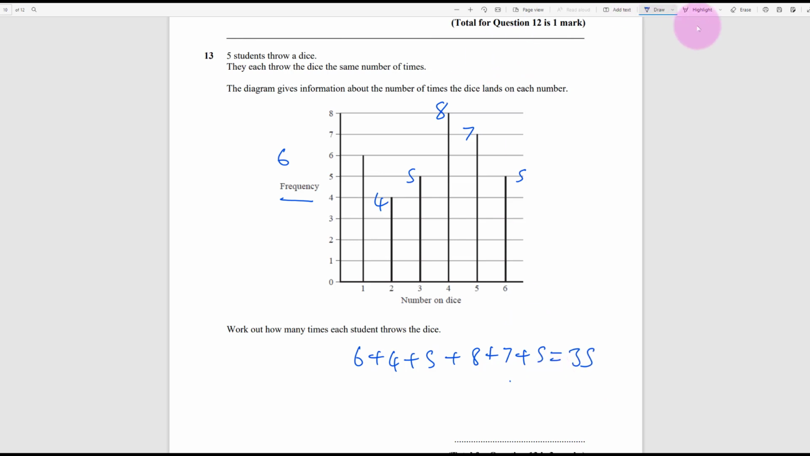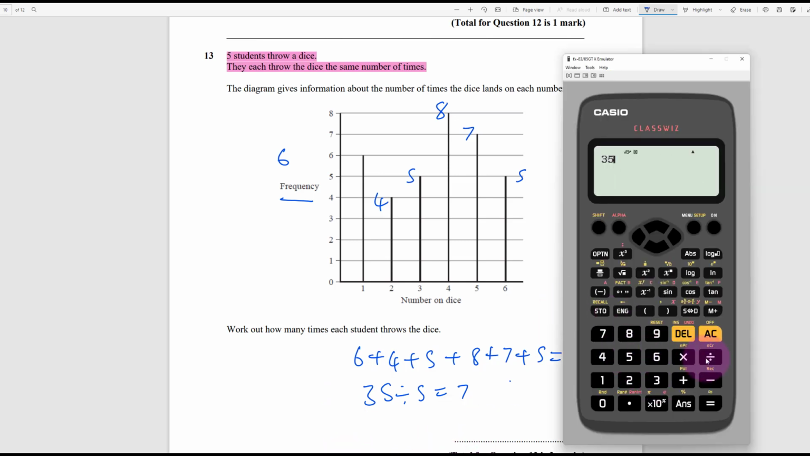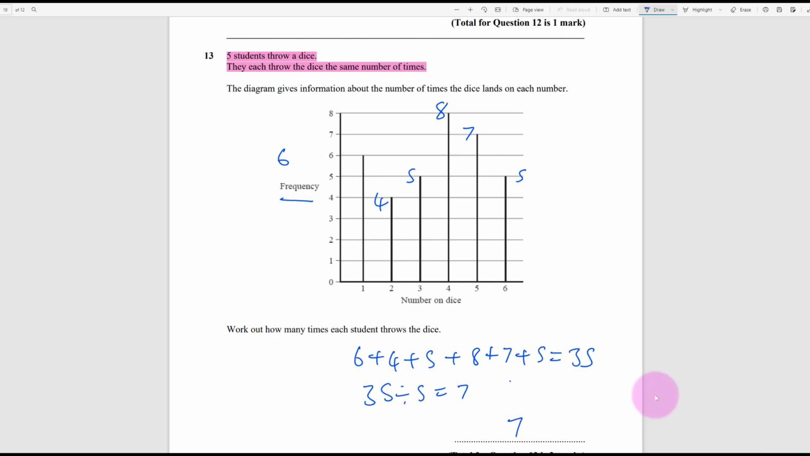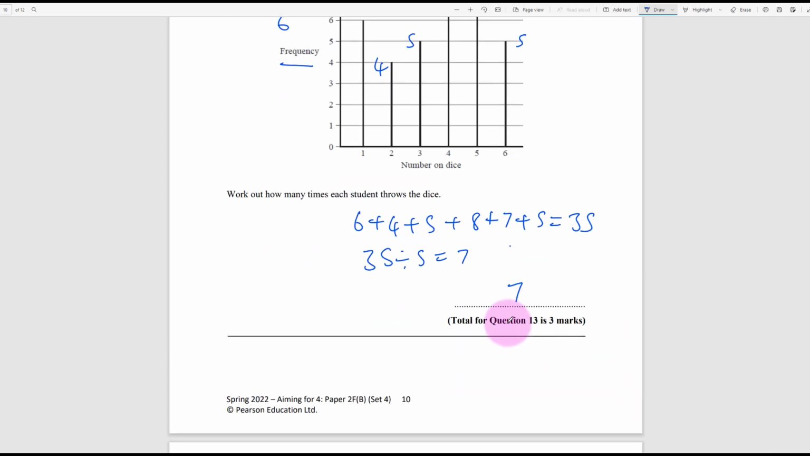Key bit of information: 5 students throw a dice. They each throw the dice the same amount of times. So we get this 35. There's 5 students. 35 divided by 5 equals 7, but not worth making a silly mistake. Just double check, takes you no time. 7. Boom. 3 out of 3 marks. These are big marks to get, and not everyone got full marks on that question, I'm afraid.